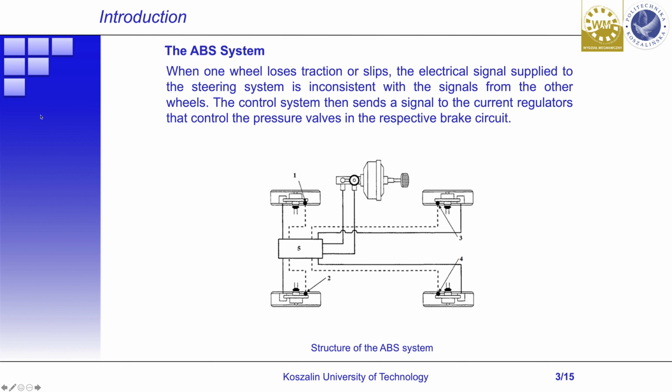When one wheel loses traction or slips, the electrical signal supplied to the control system is inconsistent with the signals from the other wheels. The control system then sends a signal to the current regulators that control the pressure valves in the respective brake circuit. As a result, the braking force increases until one of the vehicle's wheels is locked against the others. The corresponding brake pressure control valve then reduces the braking force of the locked wheel, with the result that this wheel begins to accelerate until its speed is equalized with the others.